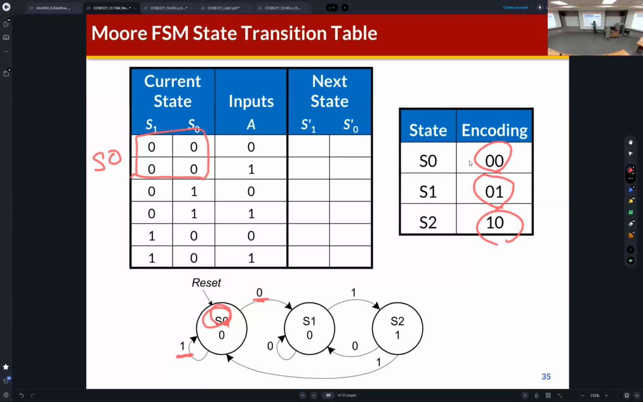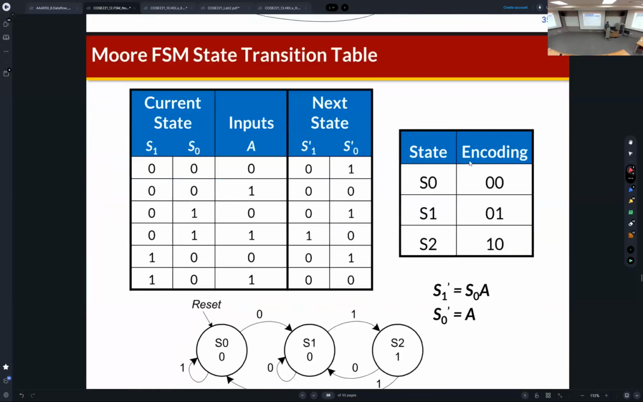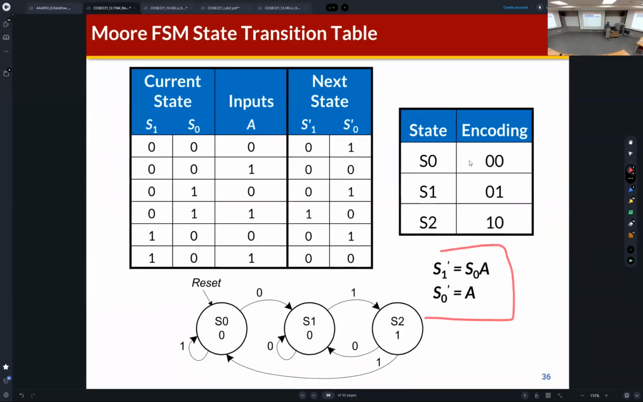From S0, if the input signal is 0, it goes to S1. So it's 01, and then 00. This is when the current state is S1. If the input is 0, then the state is changed to 01, then 10. Okay, we can fill the state transition table like this. Then we can define the next state logic. Okay, the next state logic.